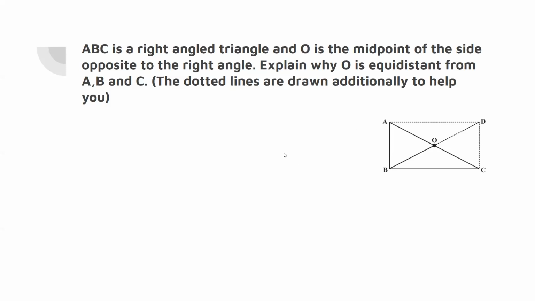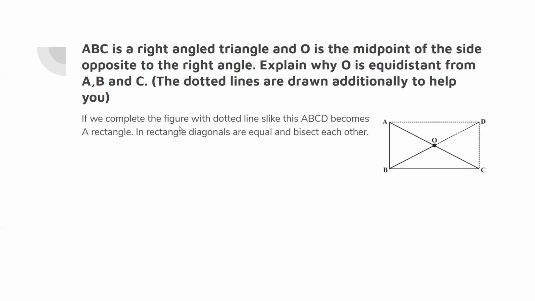So if you join the dotted lines, we will get a rectangle ABCD. If you complete the figure with the dotted lines, then ABCD becomes a rectangle. We know that in a rectangle, diagonals are equal and bisect each other. So we have AO equal to BO equal to CO. So we can say that O is equidistant from A, B and C.